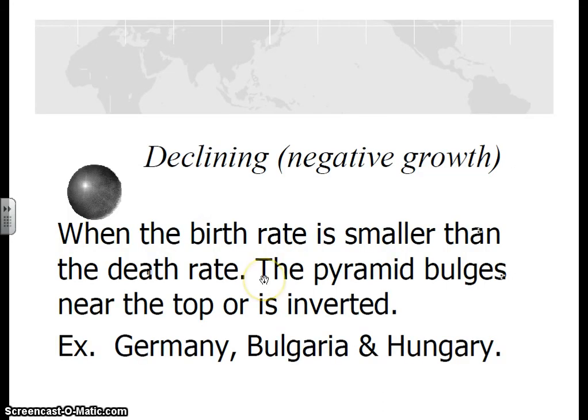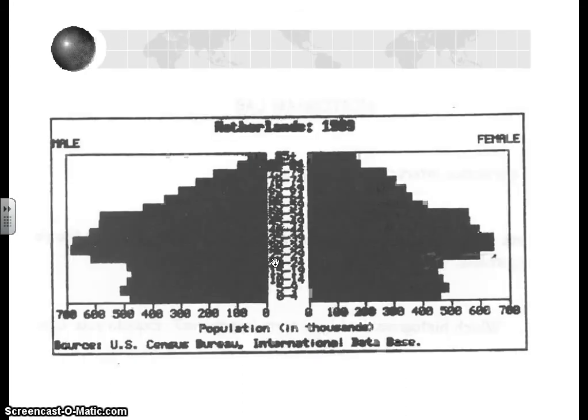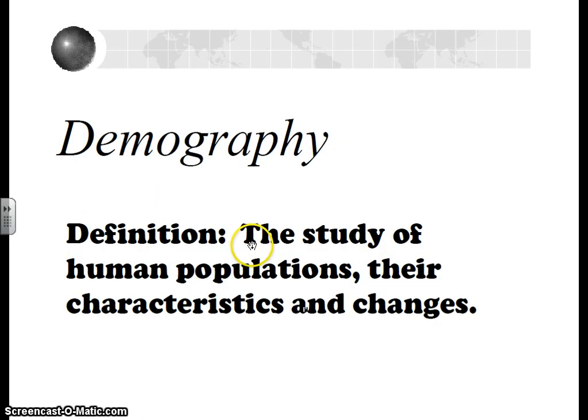Declining or negative growth is defined as birth rate smaller than the death rate. So here's an example. You see, at least for a portion of the pyramid, it's almost inverted looking. And so you can see it tapering off as it gets to the bottom in a very similar way to the way that it tapers off towards the top.